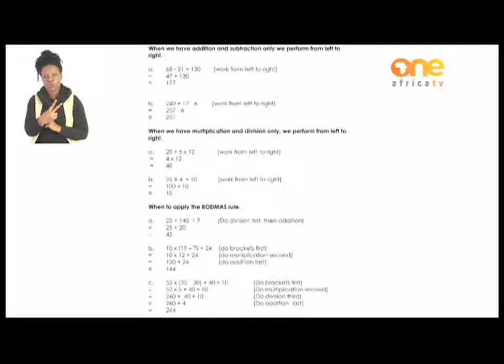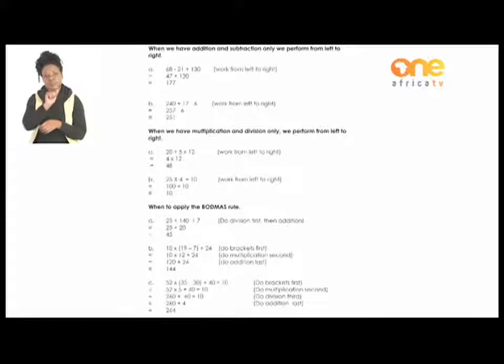Let's try when we have a multiplication and a division only. Remember again, BODMAS works from left to right. Now multiplication and division are also like brother and sister. The one that comes first, that one we do first. Chanel, are we together? Yes, Chanel is together.